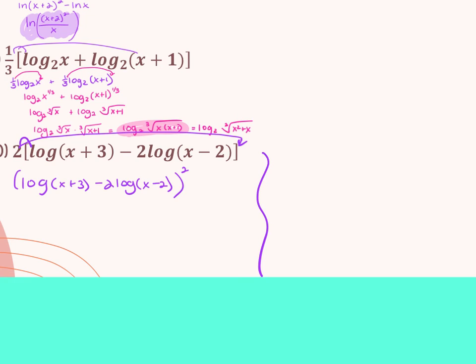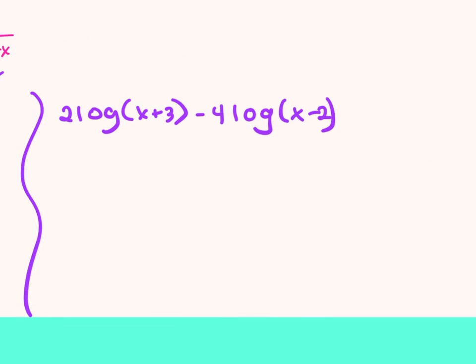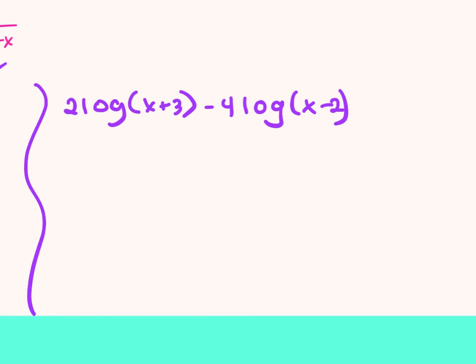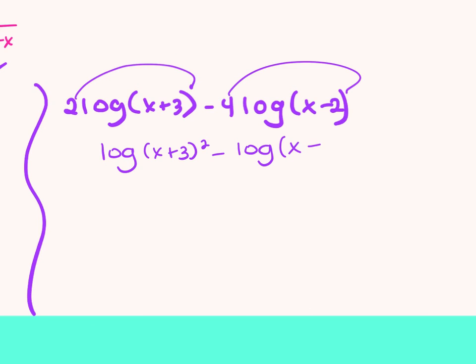So distribute it here. And I get 2 log of x plus 3 minus 4 log of x minus 2. So let's work the way that you guys were talking first. Now what? Put it to square root. Square that. So it's log of x plus 3 squared minus log of x minus 2 to the 4th. And then minus becomes division.